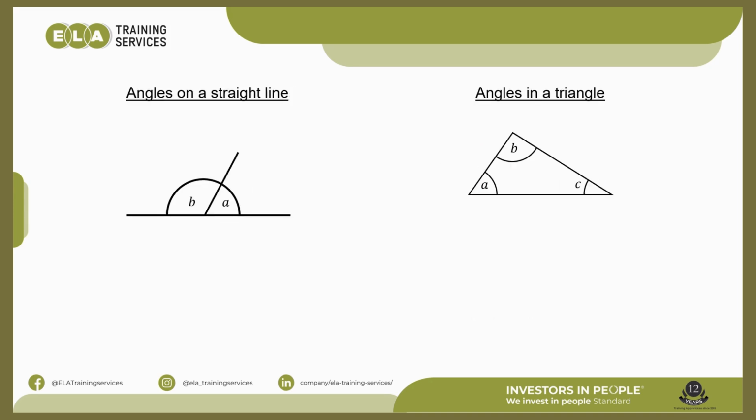A straight line has a different rule. Here is your straight line, and these are the angles that come off of it, A and B. Now, regardless of what A and B are, combined, they are half a circle. Half of 360 is 180. So angles on a line, a half turn, must always add up to 180.